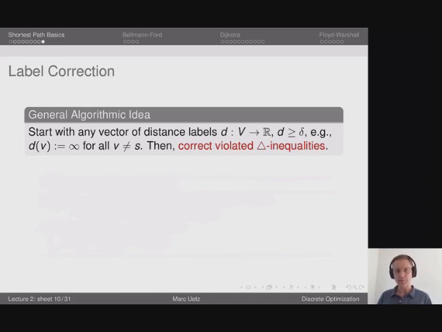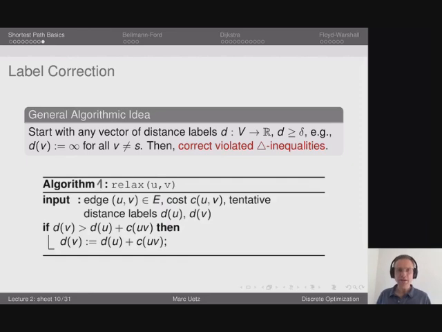So we know by the previous lemma that when all the triangle inequalities are fulfilled, then we have computed the true shortest path lengths, as long as we are also making sure that this invariant is maintained. So that is the building block of all the algorithms that we are going to look at. That is correction of the violated triangle inequalities. And in many textbooks, this is called relaxing an edge UV. So relaxing an edge UV just means we are checking if the triangle inequality is actually violated.